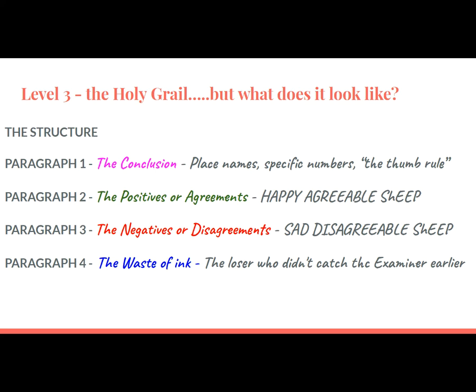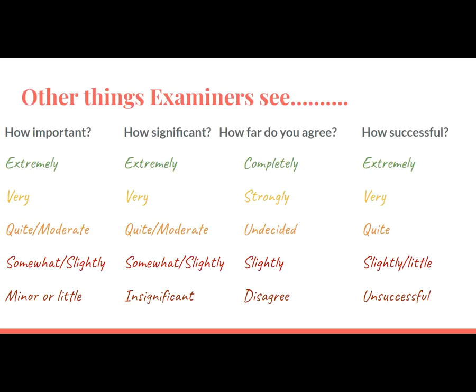The positives and then the agreements come next. The agreements, the happy sheep, the positive social, the positive economic, the positive environmental, or the positive political, if they're there. Then the negatives, the sad sheep, and then why write anything else? What a waste of ink.